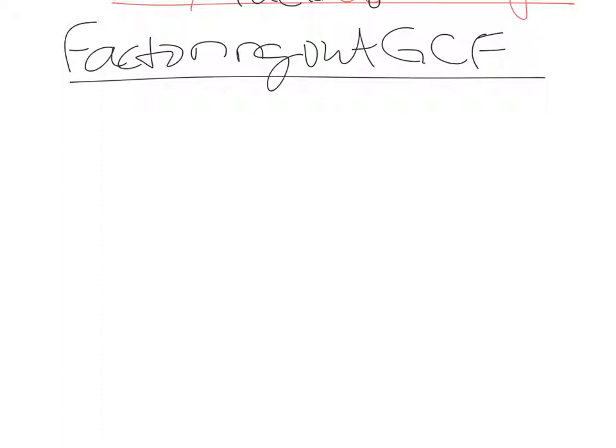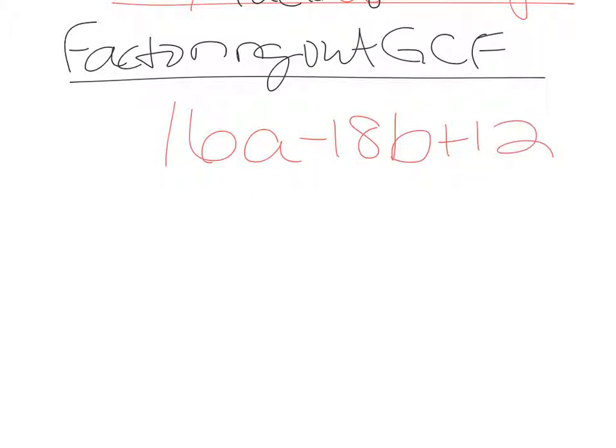Okay, so just to look at an example while I talk about steps, we're going to factor out the greatest common factor of 16a minus 18b plus 12. This is really the first thing that you should check for anytime you're asked to factor. So if we're going to factor out the greatest common factor, I have to find my greatest common factor.